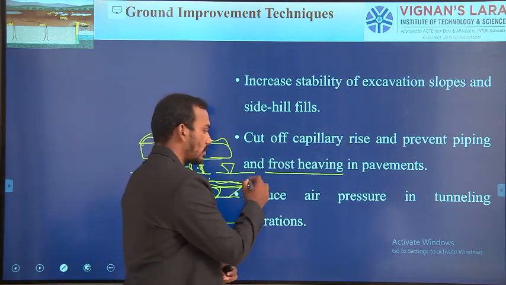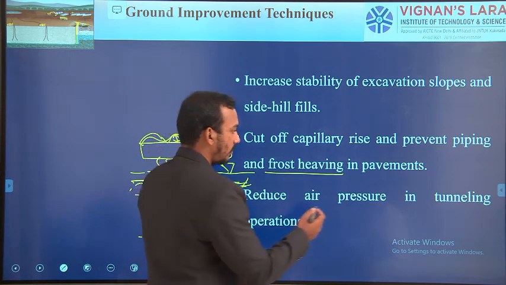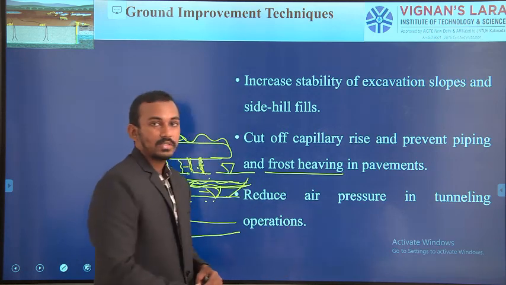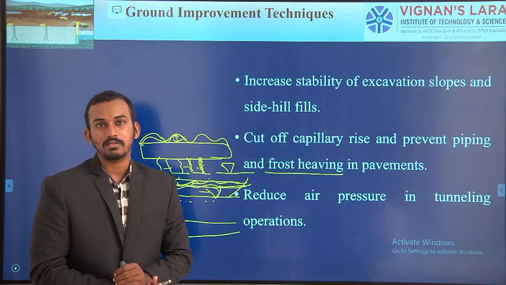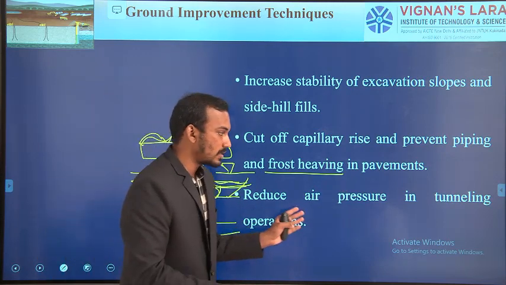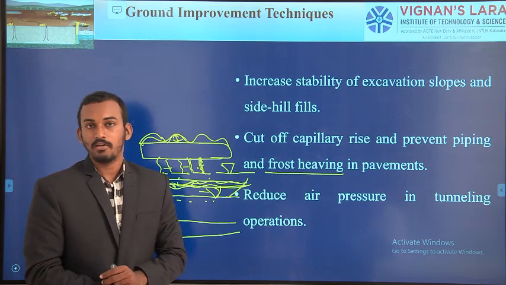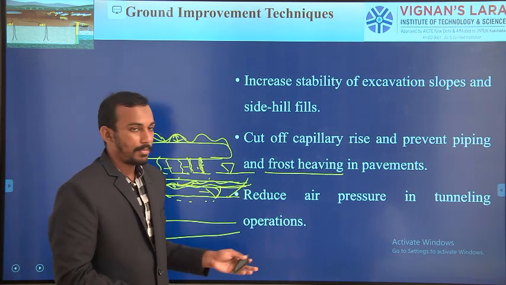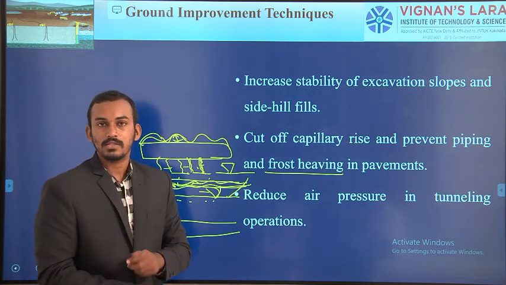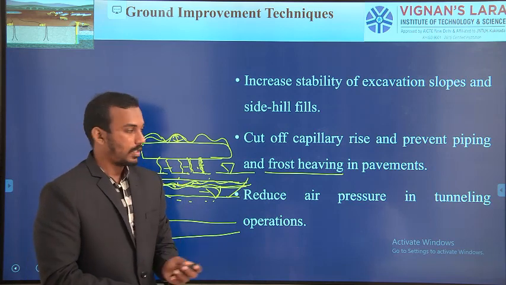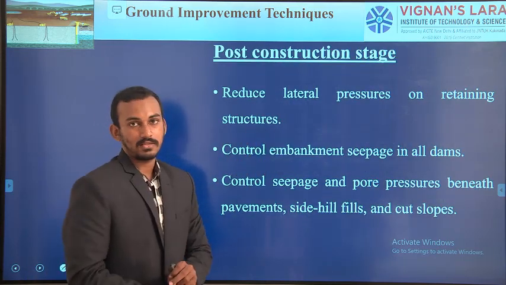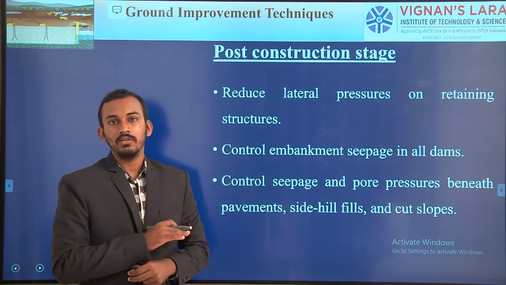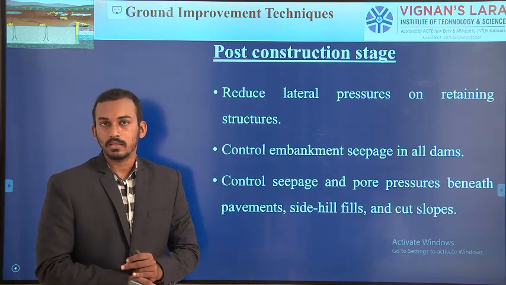And the next one is to reduce air pressure loss in tunneling operations. When you are doing tunneling operations, we use air pressure. But if the ground contains so much water, it reduces the air pressure in tunneling operations. So in order to obtain all these purposes, we must use dewatering methods. Okay. So coming to the next one, the post-construction stage. That means after the construction, what is the purpose of using dewatering methods?